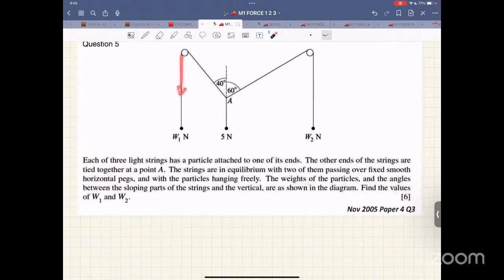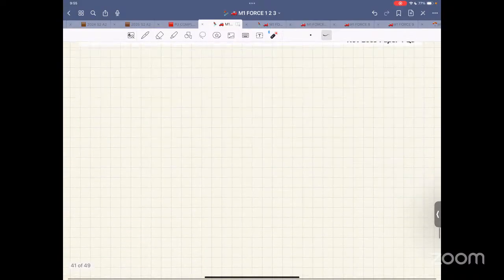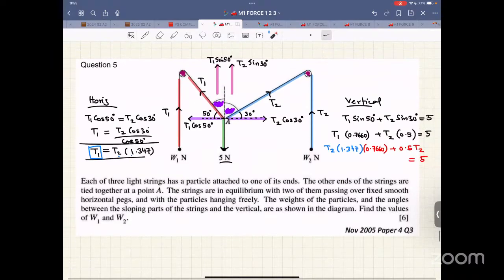So this is W1, therefore this is W1. So you can draw it like this. These two are the same. So basically it's one single string passing over the pulley, so it's one single tension. Another string, another tension. And then at this point, we have this thing, let's call it T1. We have this thing, let's call it T2. We have 5 Newton, and that is exactly like the question we just did. Have a good look at the working.